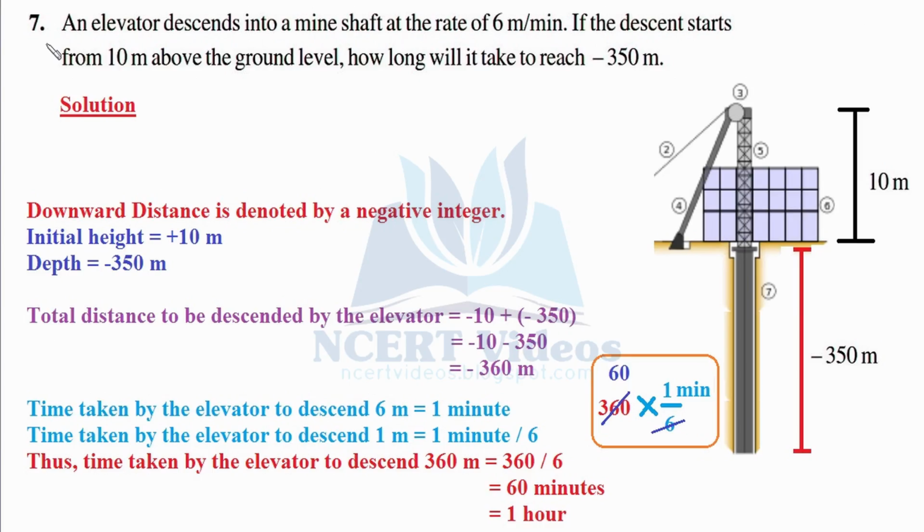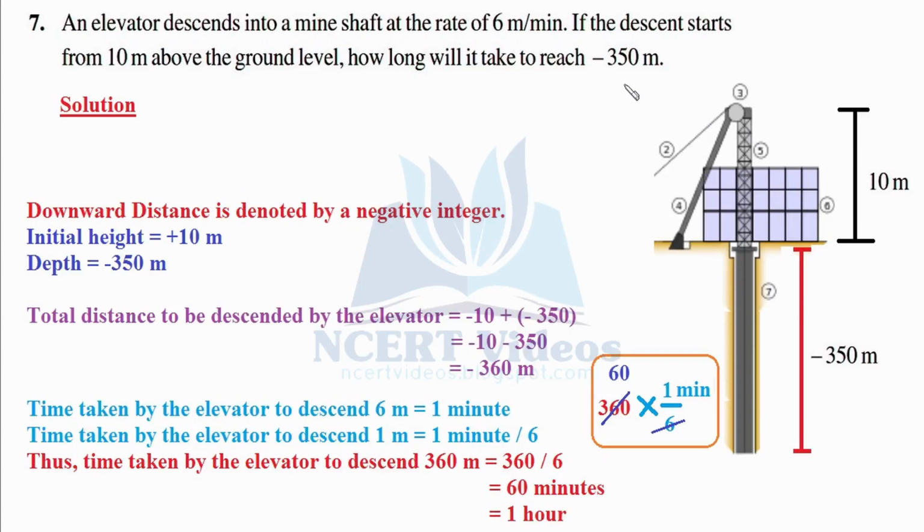7th. An elevator descends into a mine shaft at a rate of 6 meters per minute. This is meter because it is a length. If the descent starts from 10 meters above the ground level, how long will it take to reach minus 350 meters? So this can be visualized by this figure. This is a mine shaft. It can be a gold mine, an iron mine, or anything. It is a mine. So here is an elevator to keep the things moving up and down.